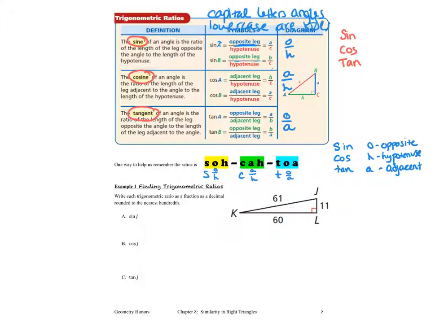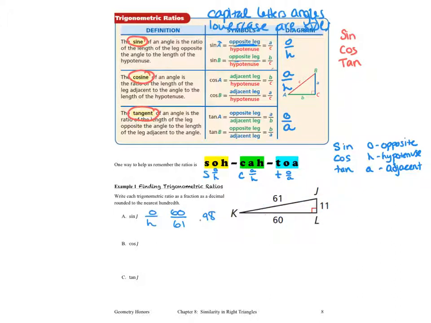So if we want sine of J, sine is SOH, opposite over hypotenuse. Look at angle J. Opposite from J is 60, and the hypotenuse across from the 90-degree angle is 61. So 60 over 61. It says write each trig ratio as a fraction and as a decimal. So 60 divided by 61 gets me 0.98 if I round to the nearest hundredth.